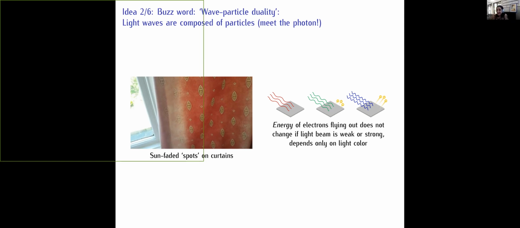For instance, there is a famous experiment that showed that, imagine that you have a metal and light impinging on this metal. And light can have different colors. In the picture to the right, say red, green, and blue. And it turns out that each color of light means a different energy for light, okay? In particular, red light has less energy than green light, which has less energy than blue light.